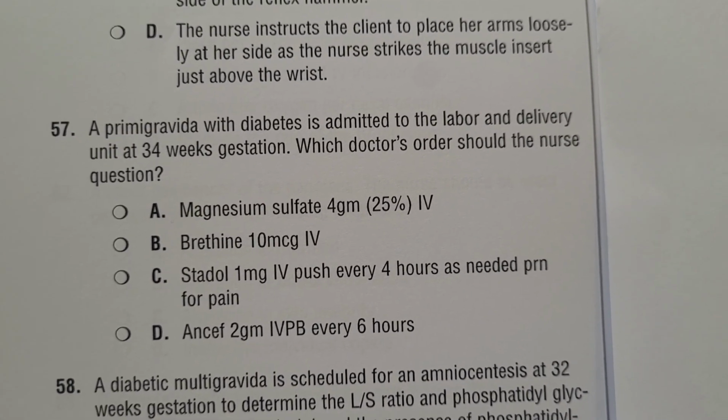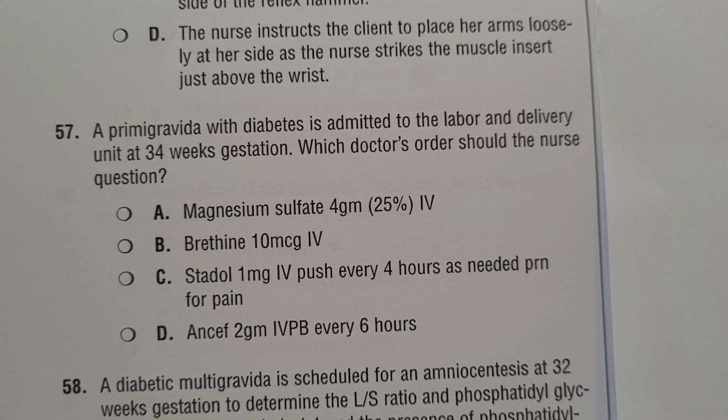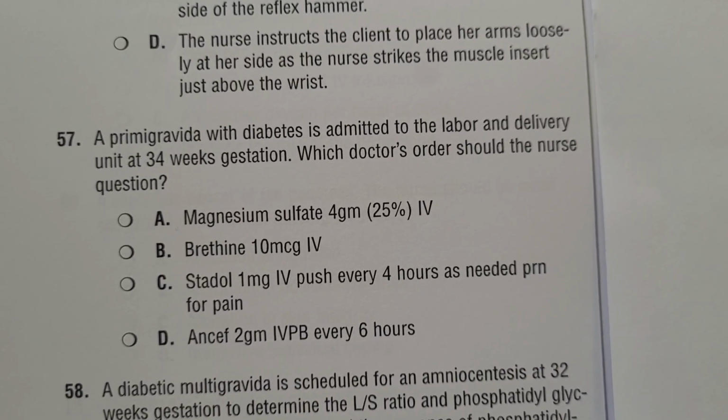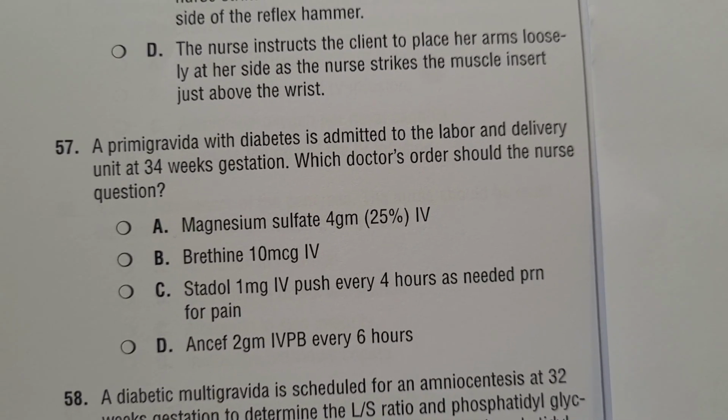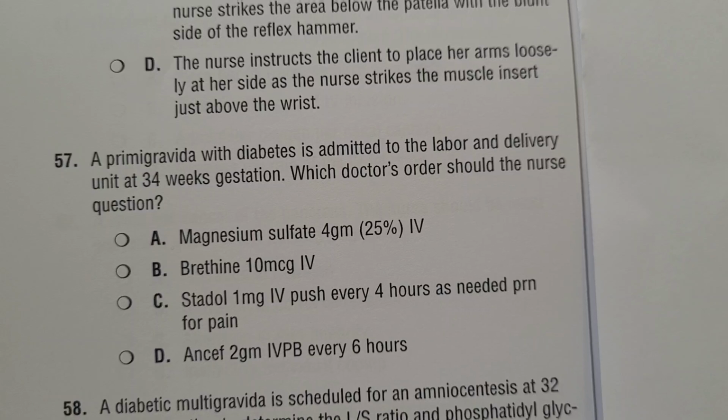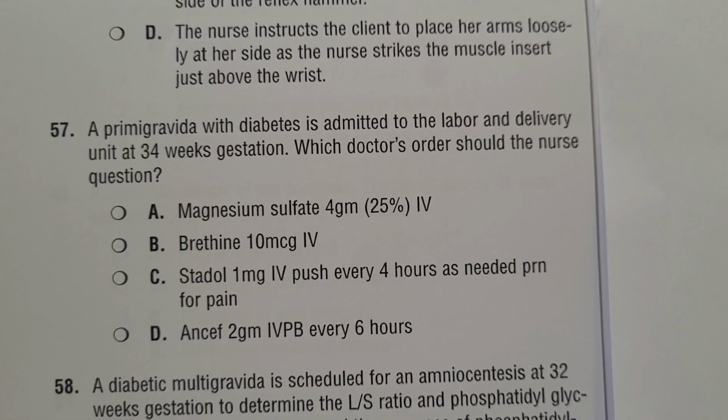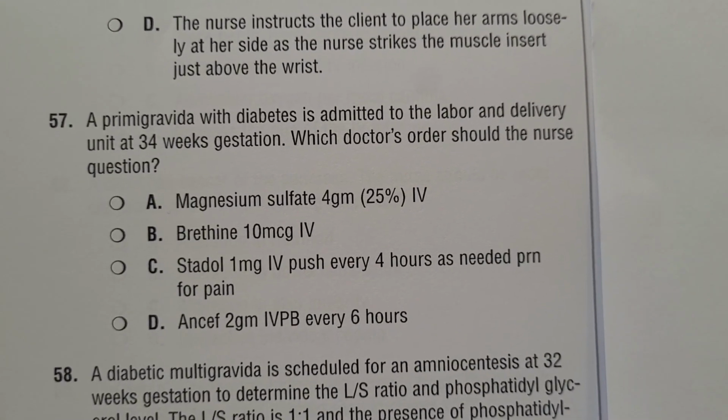Number B, Brethine 10 microgram IV. This is our correct option because that order is wrong. The Brethine is used cautiously because it raises the blood glucose level. So the nurse should question the doctor.